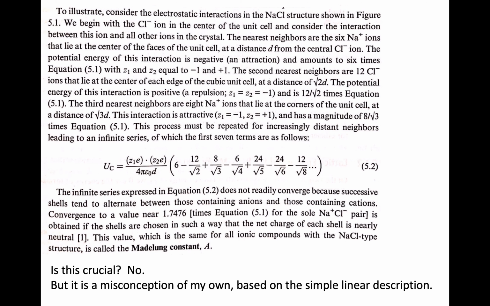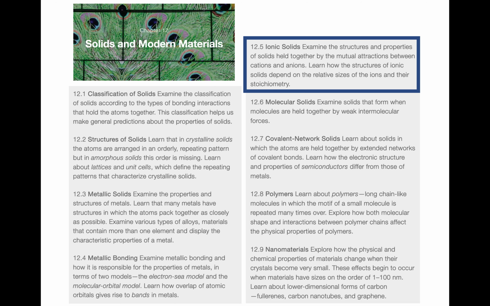Now, is this a crucial feature? No, it's not. But I will point out that this is a misconception of my own based on the simple linear description that Atkins provides. It's more complicated than that. It still works, okay? You still have a Madelung constant for this, but it's not a simple derivation.